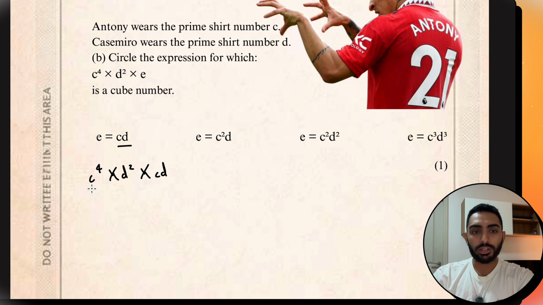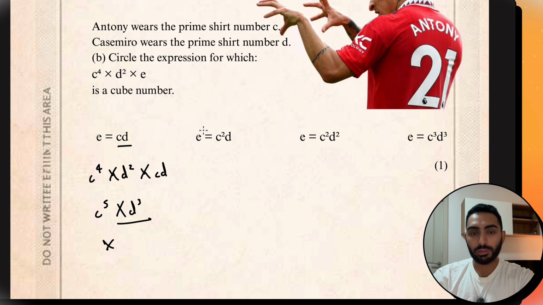And what would that give you? The C to the 4 times the C gives you C to the 5, times the D squared times D is D cubed. This won't be a cube number, because for it to be a cube number, it will need to have powers that are multiples of 3. So that one does not work.